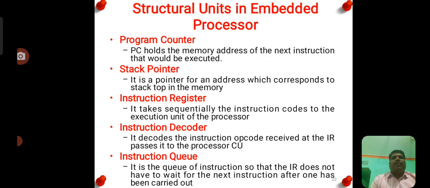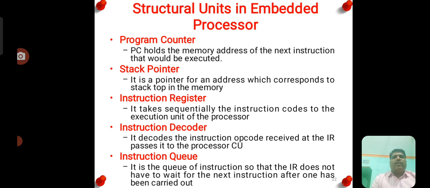Program counter: it holds the memory address of the next instruction that would be executed. Stack pointer: it is a pointer for the address which corresponds to the stack top in the memory. Instruction register: it takes sequentially the instruction code to the execution unit of the processor. Instruction decoder: it decodes the instruction opcode received at the IR, that is, the instruction register, and passes it into the processor CPU.